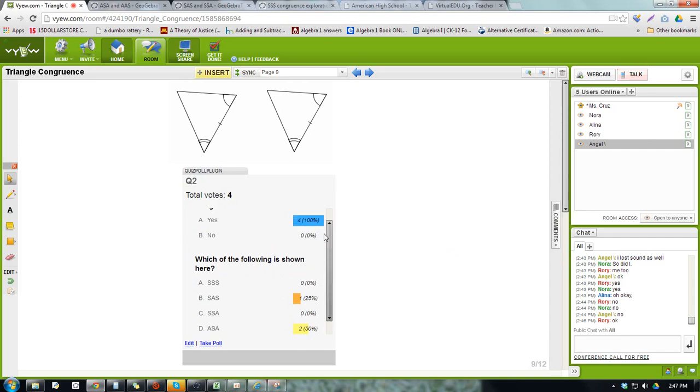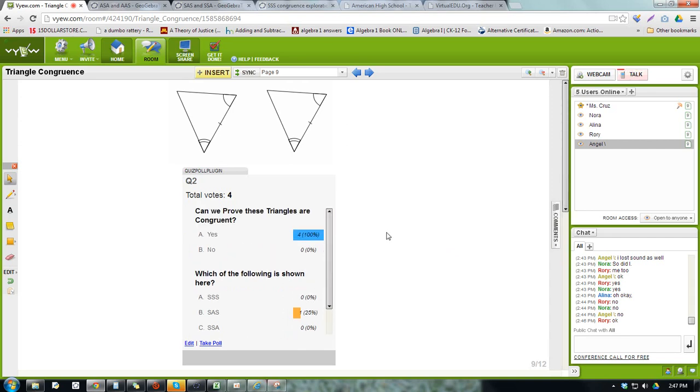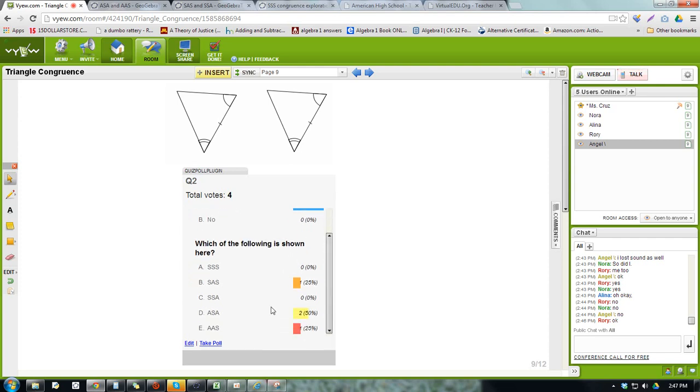All right, so everybody got the first question right, which was yes, you can tell because we have two angles and one side. Two angles and one side always proves congruence. And then a couple of these are not quite right. We got one for SAS, two for ASA, and one for AAS. As you can see, the segment in between the two angles is the one marked congruent. So that means that S needs to be in between the two A's in our theorem. So this one is actually ASA.